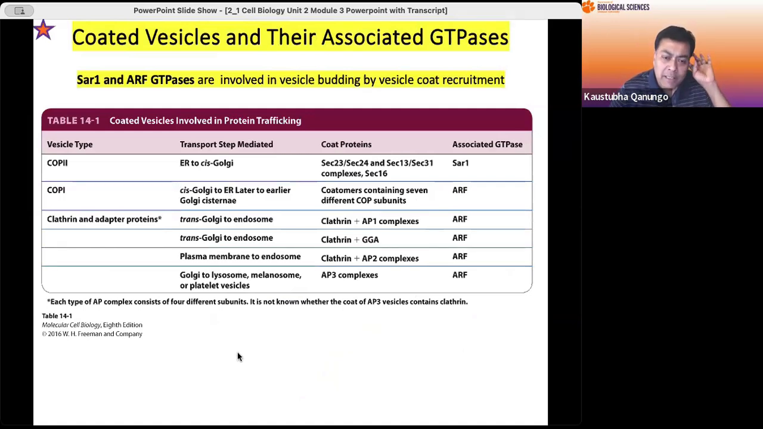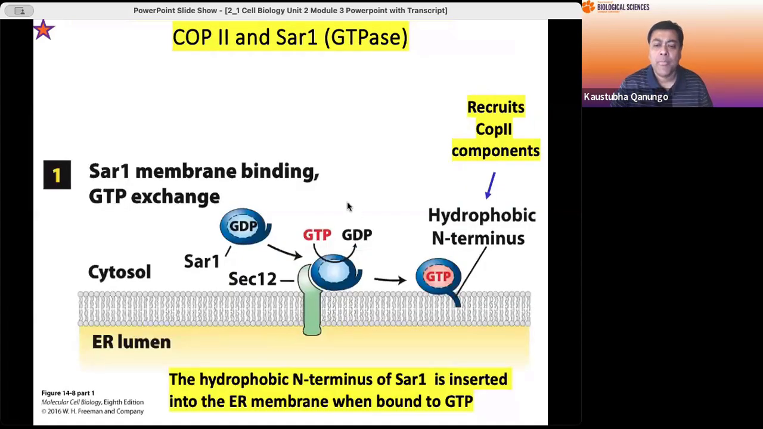And what are these? For COP2, the associated GTPase is SAR1; COP1 and clathrin are associated with the ARFs. Remember that the SAR1 and ARF GTPases are involved in vesicle budding by vesicle coat recruitment. Let's see how it works. Suppose this is an ER lumen, and you have a COP2 that will make a vesicle and take it to the Golgi. Here you have SAR1, which is associated with GDP, and a tail right here, which is kind of tucked in. This is a soluble GTPase protein.